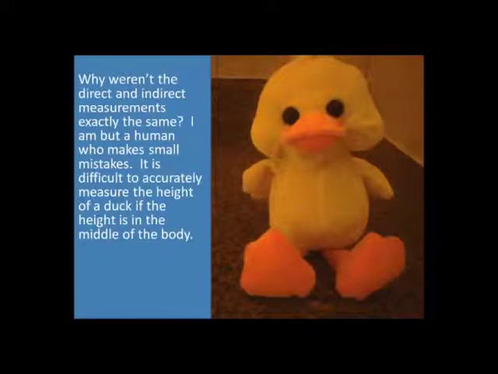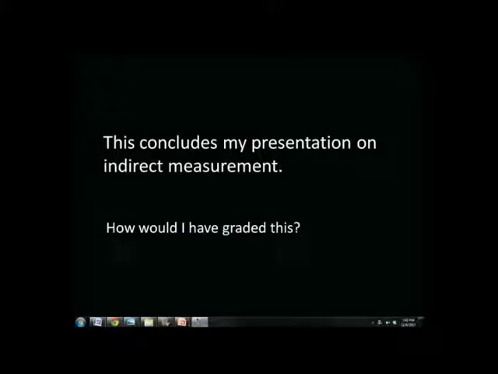Why weren't the direct and indirect measurements exactly the same? I am but a human who makes small mistakes. It is difficult to accurately measure the height of a duck if the height is in the middle of the body, and it is also very hard for me to tell where the end of the shadow was. This concludes my presentation on indirect measurement.